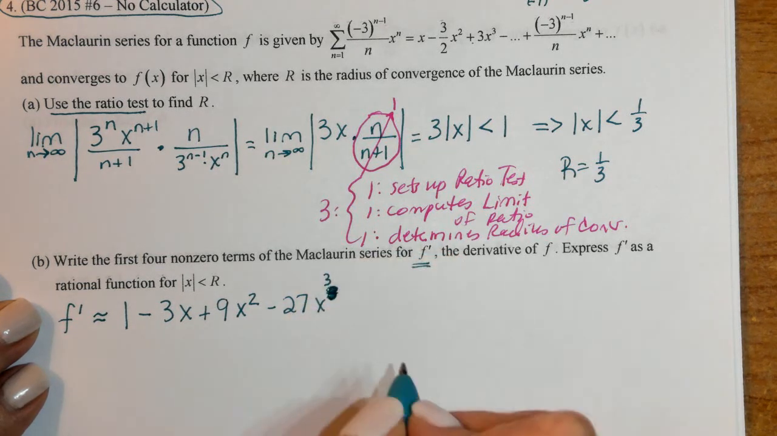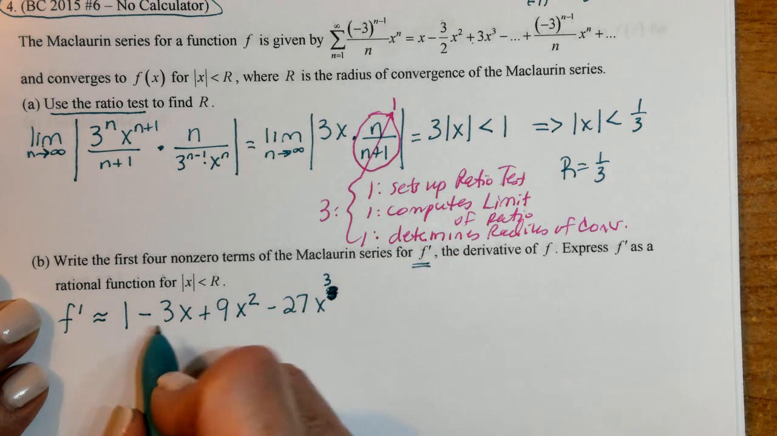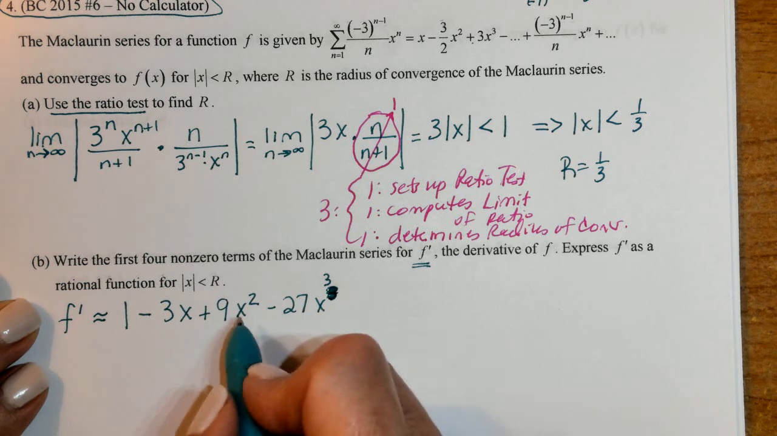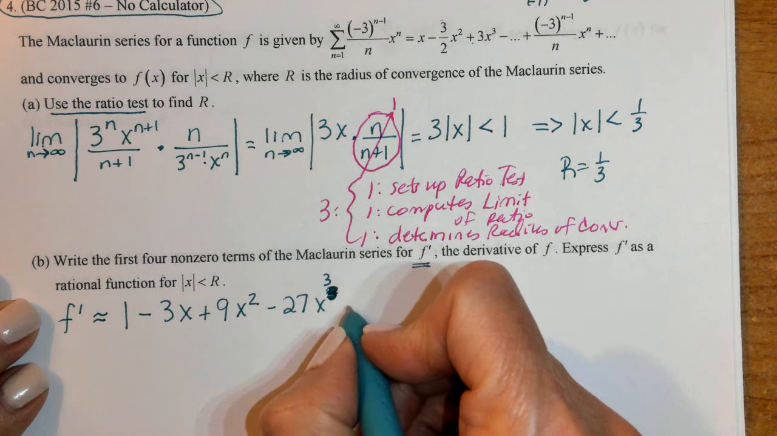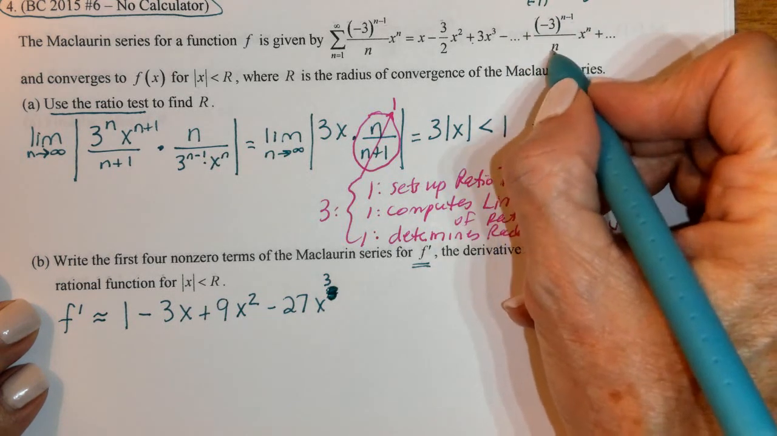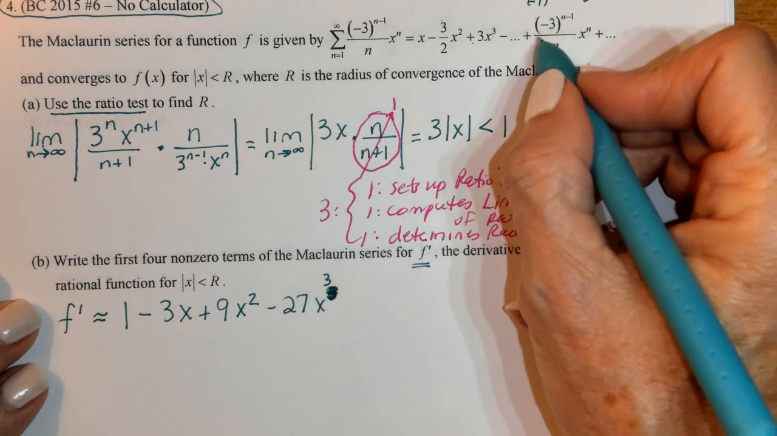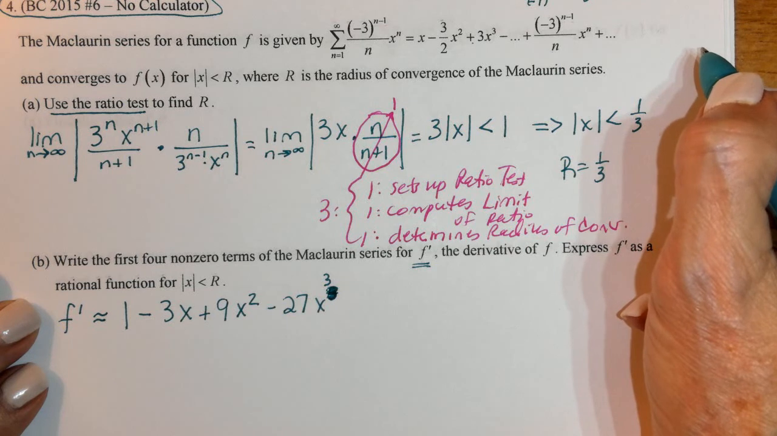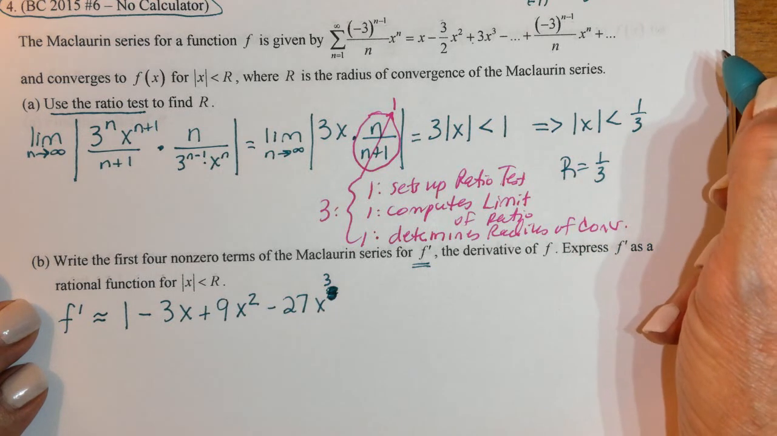This looks like a geometric series, and it is a geometric series. The general term here, the n's would cancel, and we'd just have -3 to some exponent times x to an exponent. So those are the first 4 non-zero terms.